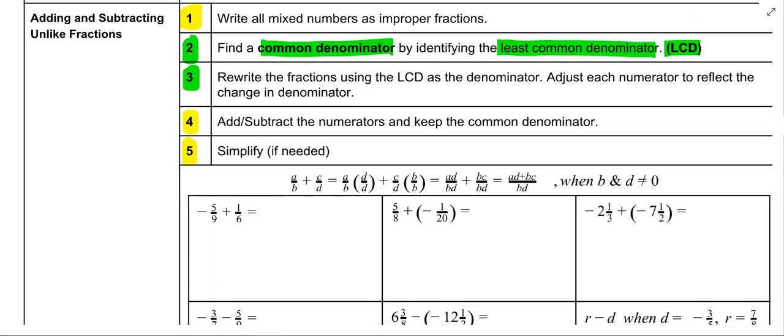All right, this is a/b plus c/d. Notice that the denominators are not the same, so we need to make them the same. One way to do that is you multiply b times d.